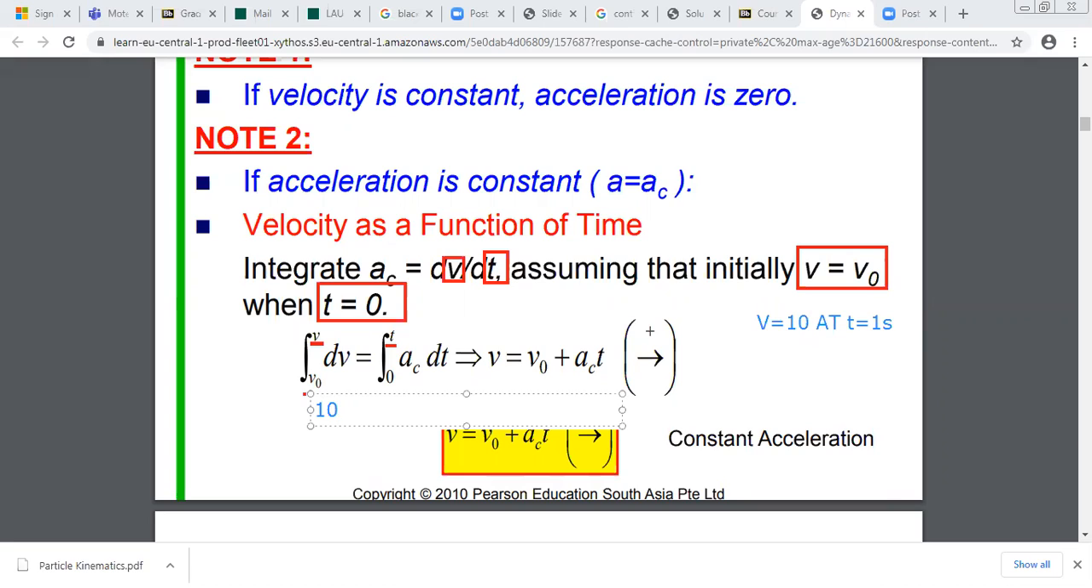Okay, now if I do the integration, you have constant acceleration. So integral of AC dt is AC times t, because minus 0, so it's AC times t. And for integral dv, when you integrate, you have v minus v0, okay? So you did use that velocity is v0 plus AC times t.